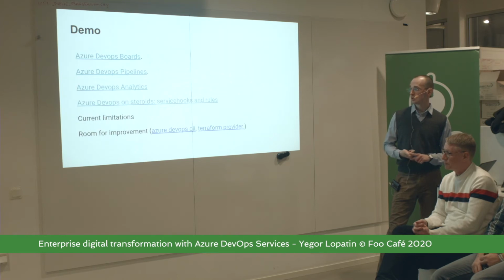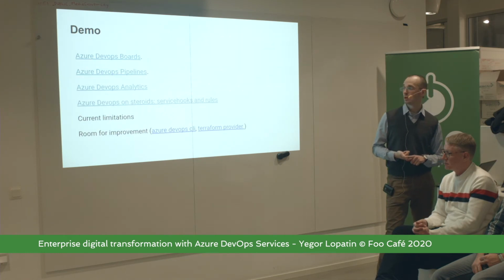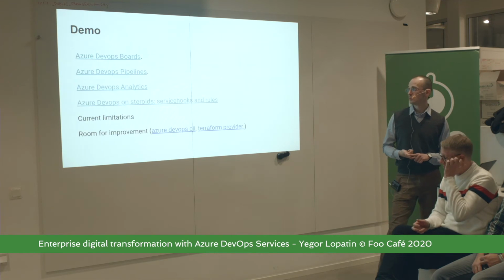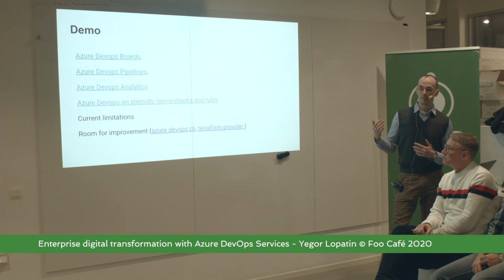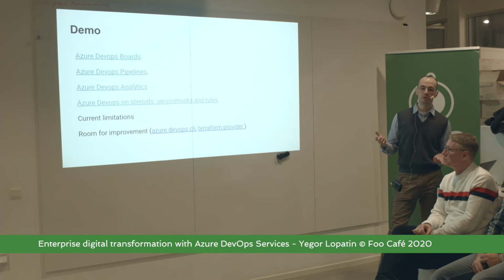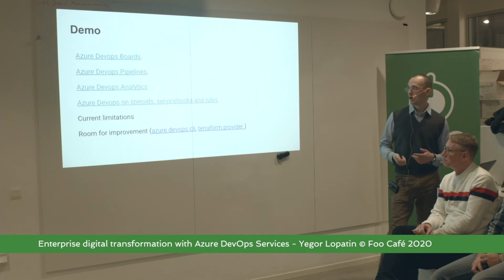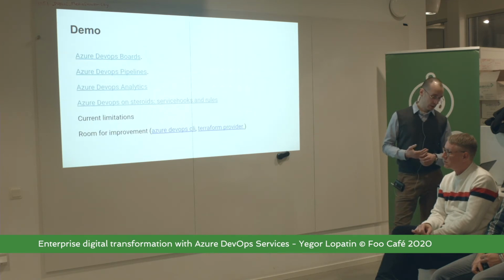And the second, some common rules. For example, we would like to have some automated stuff to create children in a predefined mode when a user story is created. We would like to have the predefined list of tasks to be created every time a user story or bug is created.